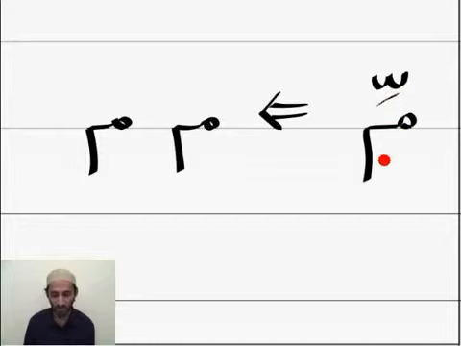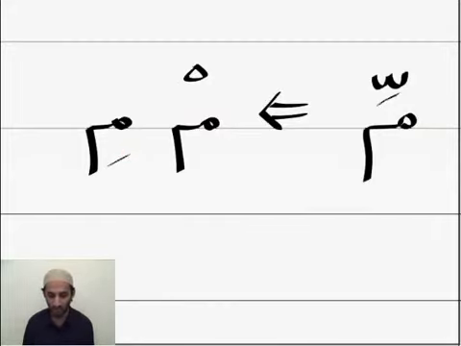Remember, kasra is usually written below the letter, but where the letter takes a shadda, it's just convention to write the kasra below the shadda. So this isn't a fatha. The fatha would be written above the shadda. It's just a kasra, and we know it because it's written beneath the shadda. So it's very predictable. It means that you have a double meem, the first of which has a sukoon, and the second of which has a kasra.